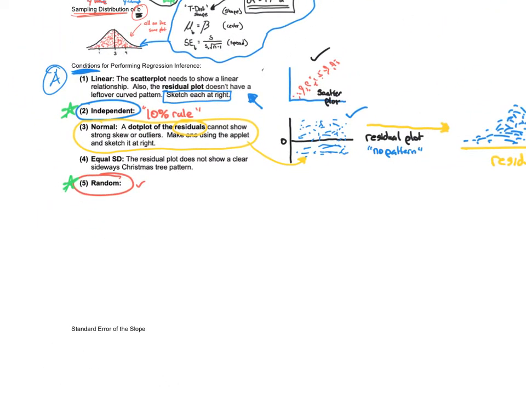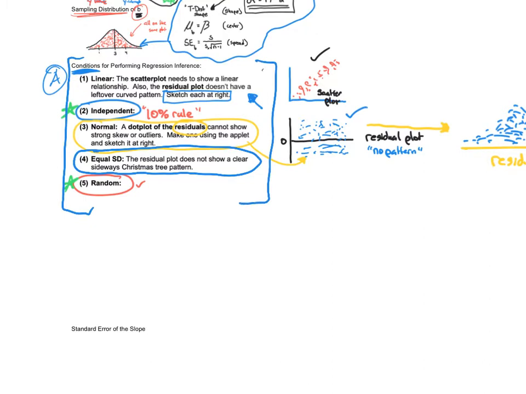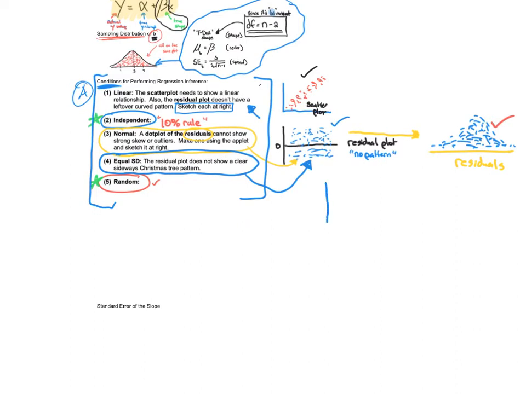And then let's look at the fourth. So there's 4 qualifiers on these conditions where we used to only be doing 3 qualifiers, right? So equal standard deviation. The residual plot does not show a clear sideways Christmas tree pattern, right? So that is looking at the residual plot again. What we don't want to see is this. I like that sideways Christmas tree pattern, right?